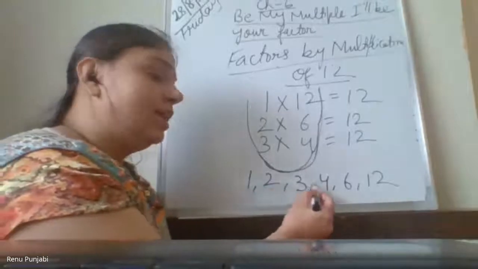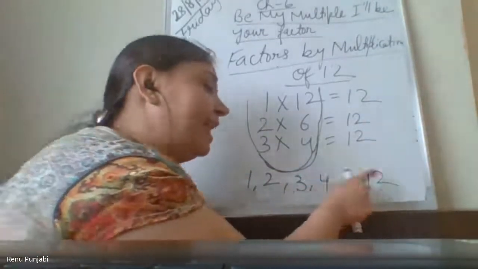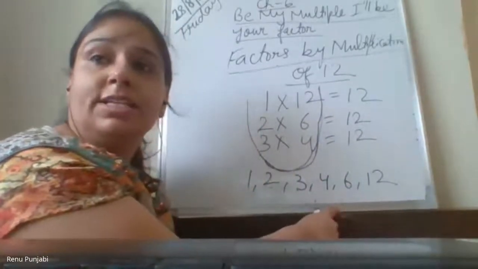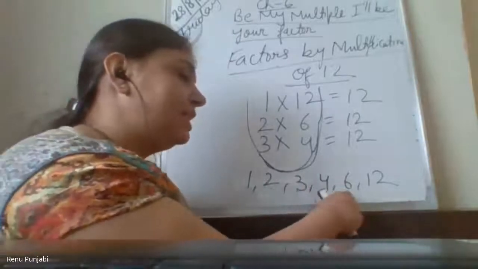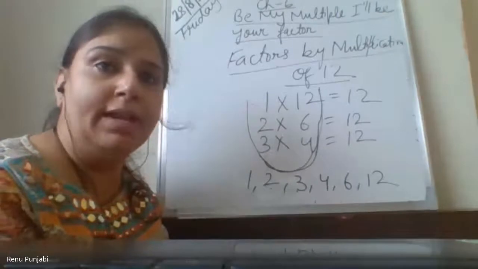You have to write all the factors, not just 1, 2, 3. Tejasvi, you have to write this. Wait. So 1, 2, 3, 4, 6, 12. These are the factors of 12.